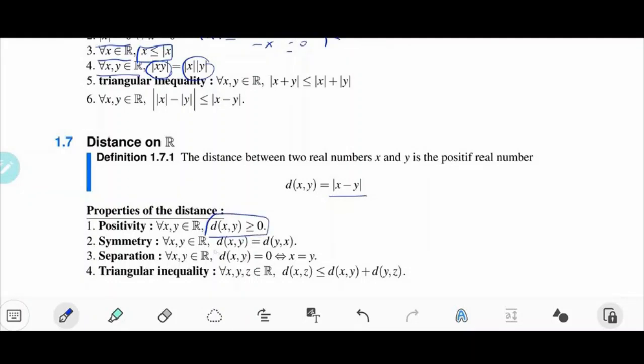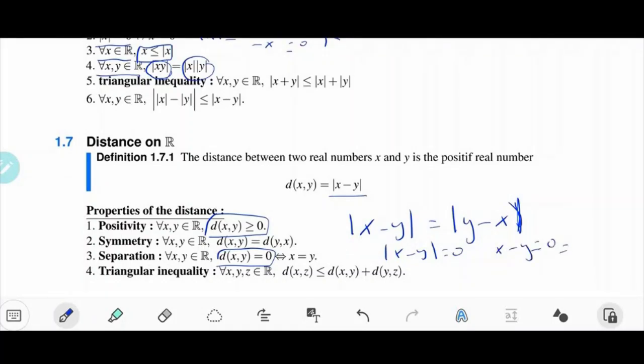Of course, the distance between x and y is equal to the distance between y and x, because the absolute value of x minus y is equal to the absolute value of y minus x, it's the same thing, because the absolute value of a number and of the negative of this number is the same thing. Then if the distance is equal to 0, which means that the absolute value of x minus y is equal to 0, due to the properties of the absolute value, it means that x minus y is equal to 0, then x equals y. And finally, we have this transitivity, which translates the triangular inequality.